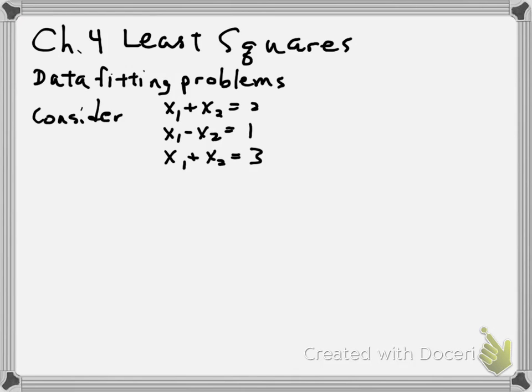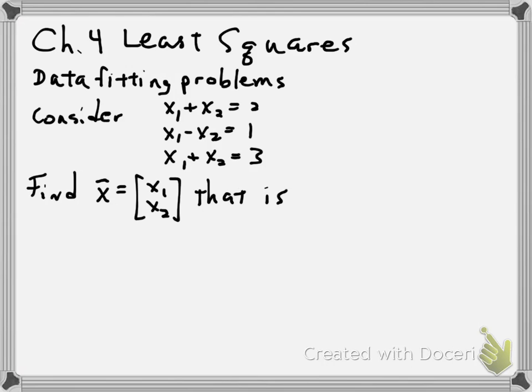Well, we can find a solution, so let me put this in writing. We want to find an x hat that's equal to x1, x2 that is closest to being a solution. And I'm going to put closest in quotes because what do we mean by closest? Well, what we mean by closest is that it's going to be closest in the sense of least squares.